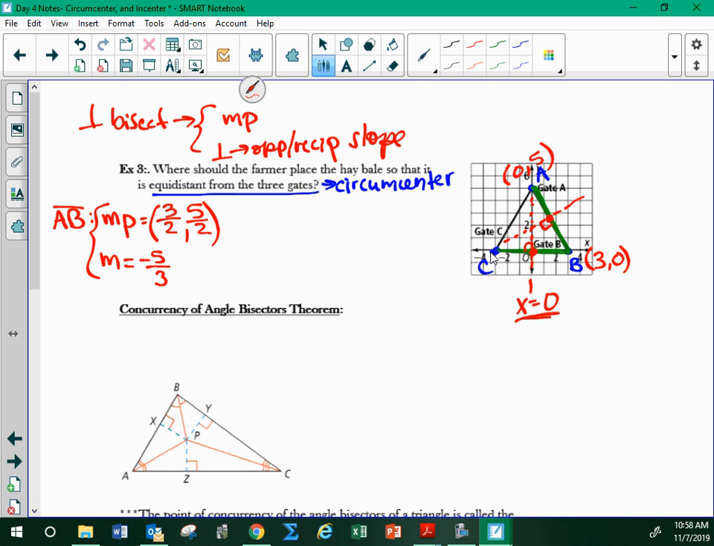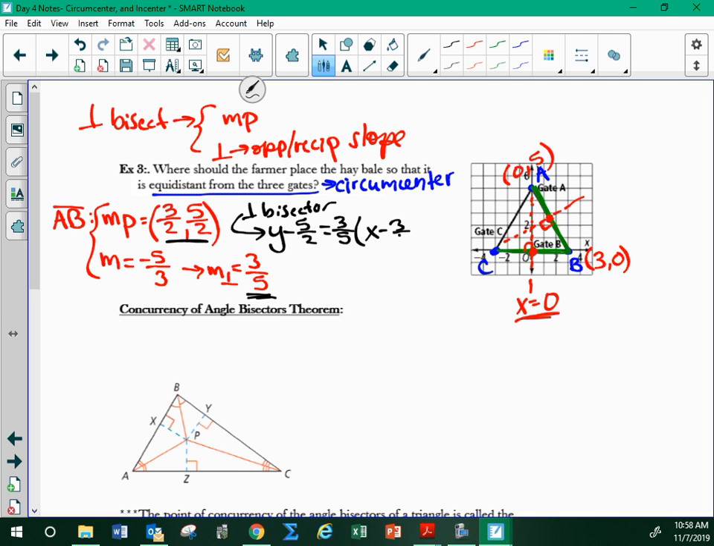Questions as to how I got this information? Okay. So my perpendicular bisector needs to go through this point, and it needs to have the perpendicular slope. So let's write out our perpendicular slope. What would my perpendicular slope be? 3/5. So for my perpendicular bisector, I'm going to be using this and this. So I have a point and the slope. I'm just going to use point-slope form. So y minus 5/2 equals 3/5 times x minus 3/2.